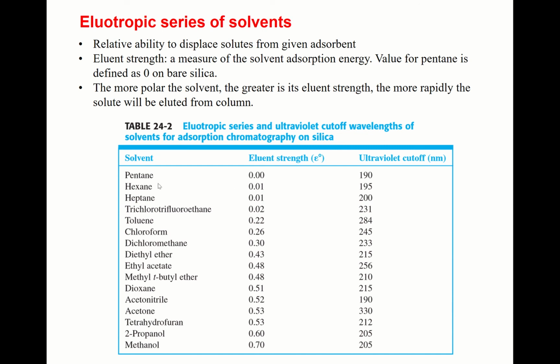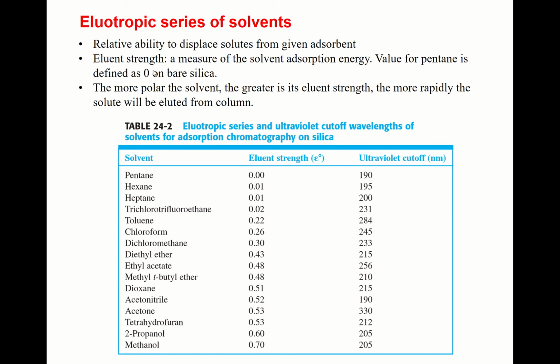If you use pentane as the eluent, the ultraviolet cutoff is 190 nanometers. And let me see, for hexane the eluent strength is 0.01. It is a little bit stronger, and like that. And heptane, trifluoroethane, and like that. And methanol, the eluent strength is quite high, right? This is quite polar, right? This pentane is quite non-polar.